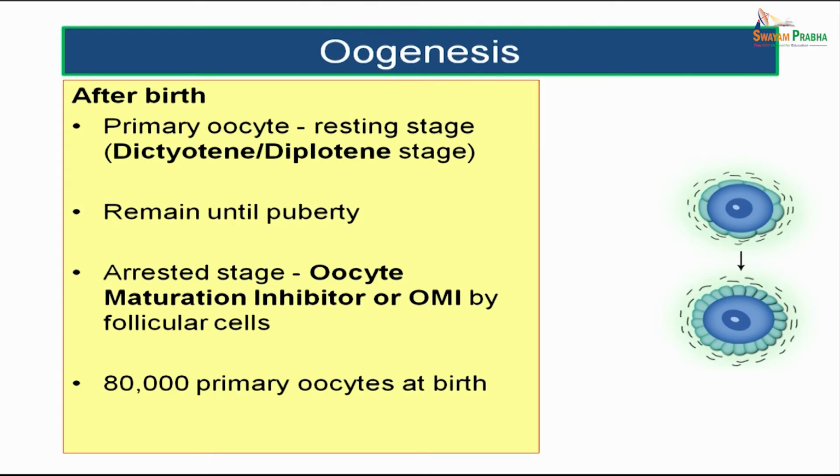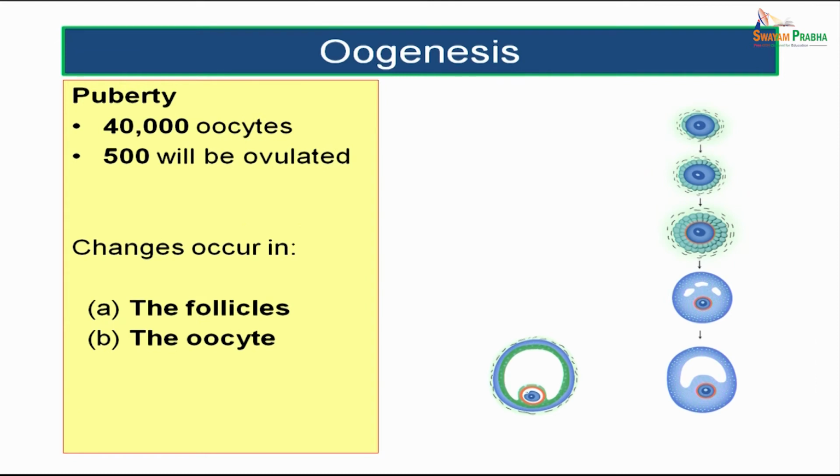And at birth, we can estimate that roughly 80,000 primary oocytes are present in a female child. And during puberty, when the child attains puberty, there will be only roughly 40,000 oocytes, and during the reproductive period, only 500 will be ovulated.